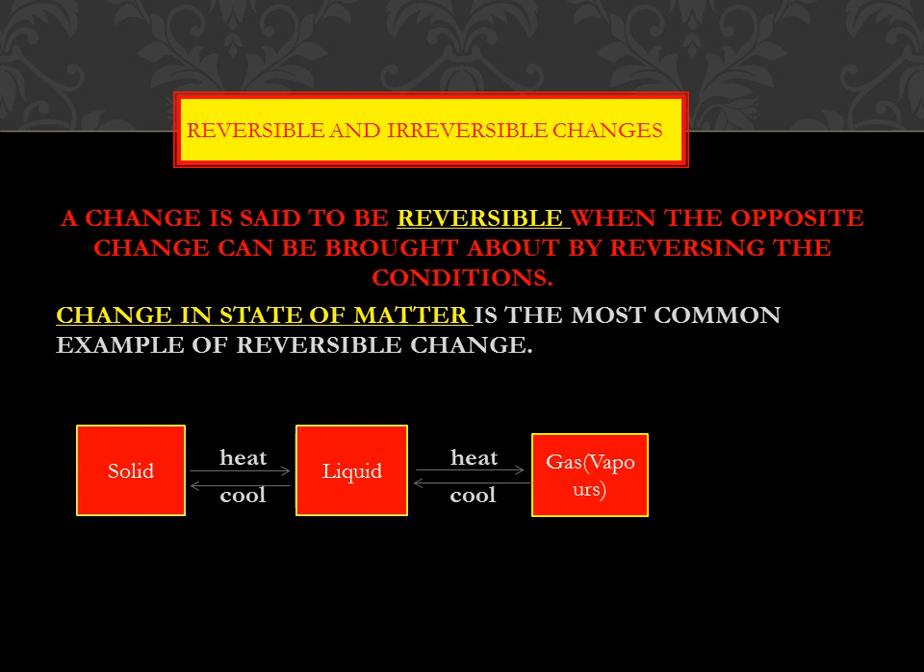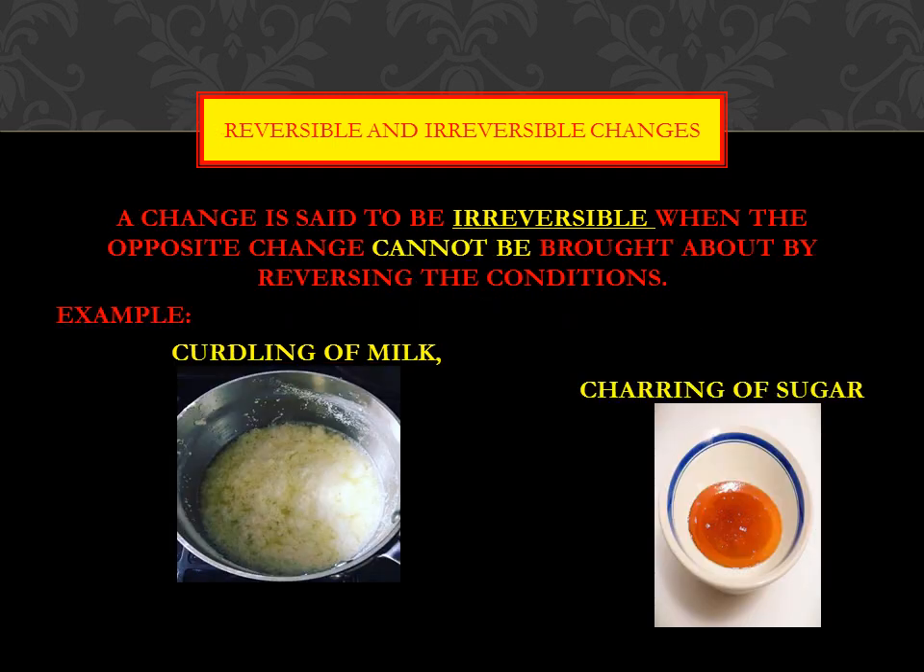Now let us move further. A change is said to be irreversible when the opposite change cannot be brought about by reversing the conditions. So if we reverse the conditions and we are not able to get the original substance back again, then it is called the irreversible change, as the name indicates. Irreversible means it cannot be changed again, or we cannot go back to the same process.